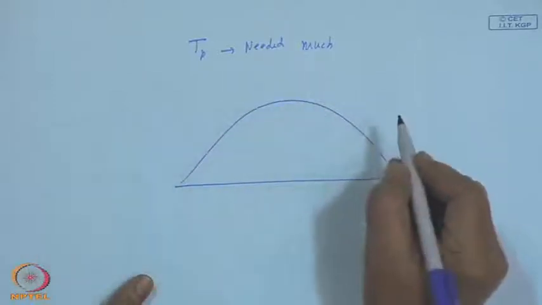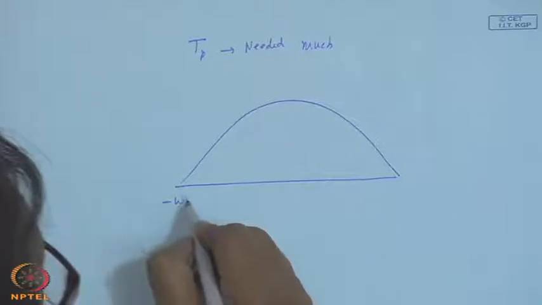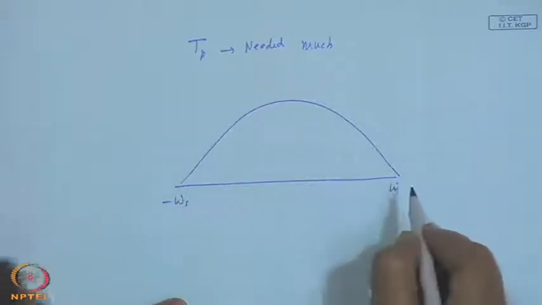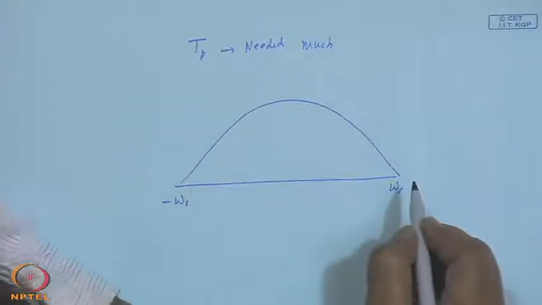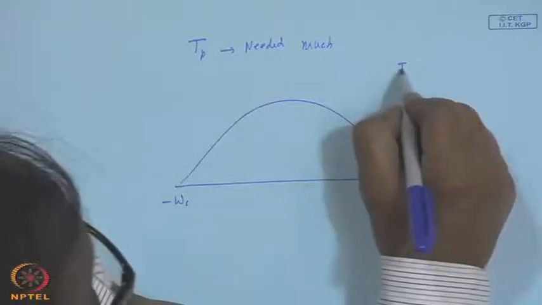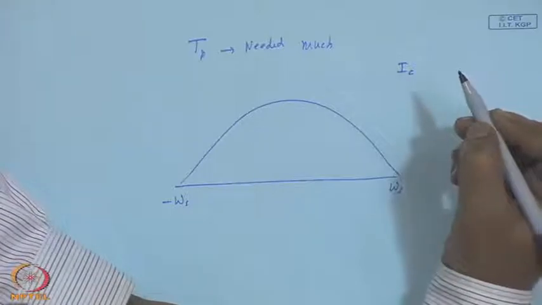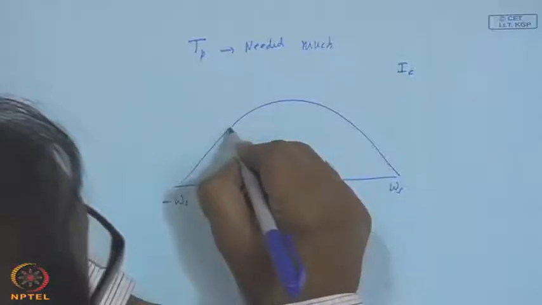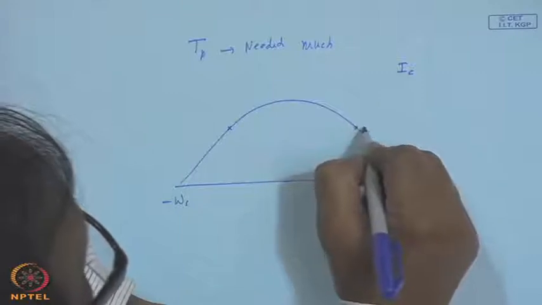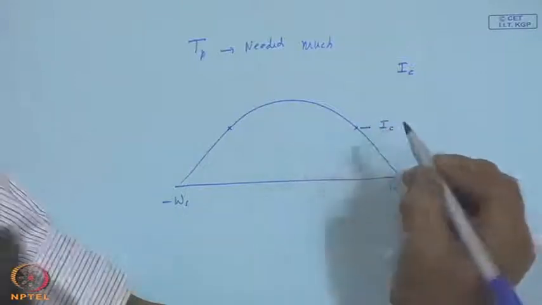some idealized distribution like this from sunrise to sunset, we have of course calculated I_c, which will correspond to zero efficiency. Unless my solar radiation level is above this critical level of radiation, there will be no heating of the fluid which is entering at a temperature of T_pi. Now, suppose this is 300 watts, which may be corresponding to I_c.